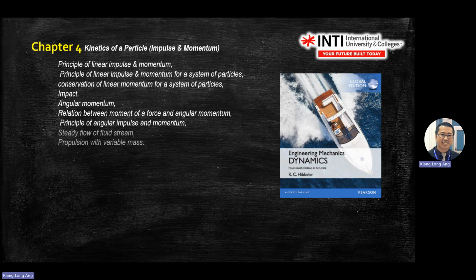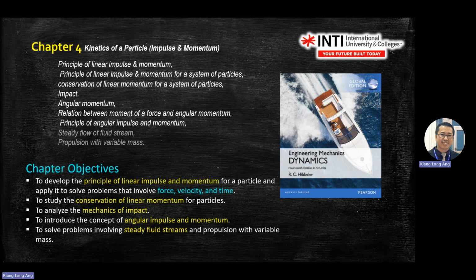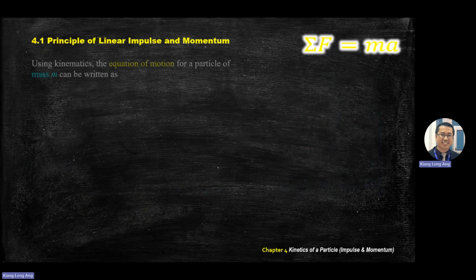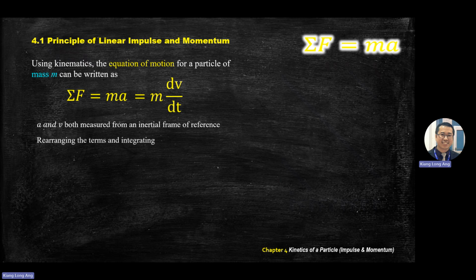Now today we learn about impulse and momentum. We'll start with the formula that you're very familiar with, F equals ma. Then we can recall the chapter 1 definition for acceleration, a equals dv/dt. Then you move the dt to the left hand side, and you'll get F dt equals m dv.